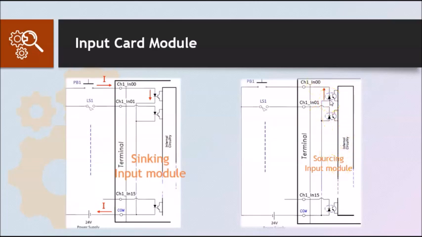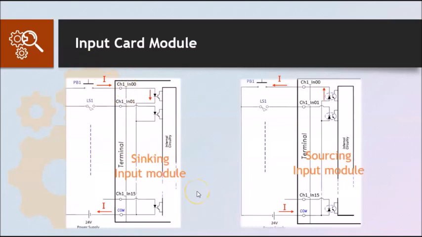You can see that in order for this diode to be forward biased, current must be flowing in this direction. So the current will be flowing out from the positive terminal of the power supply to the terminal and eventually to the push button. As you can see, current is flowing out of the PLC input module. So when current flows out from the module, it's called a sourcing input module, and comparing to the left, when current flows into the module, it's called a sinking input module.